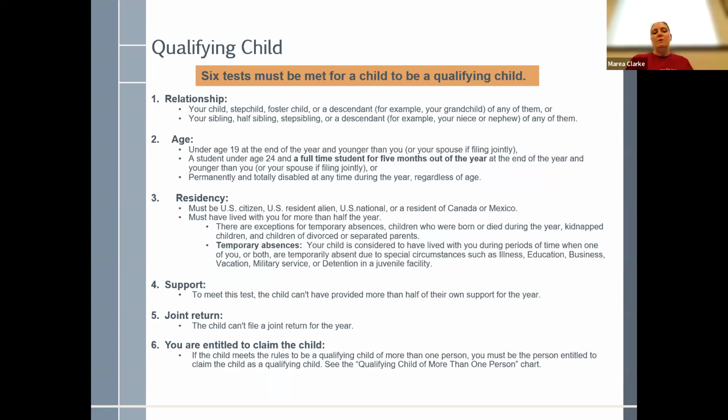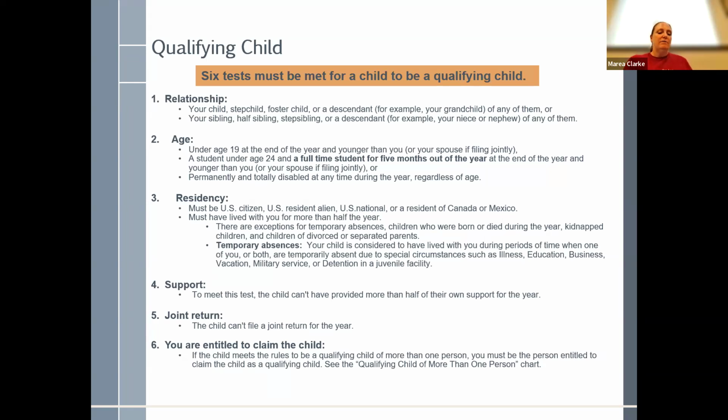For their age, they must be under age 19 at the end of the year and younger than you, or also your spouse if filing jointly. If they are a student, they must be under age 24 and a full-time student for five months out of the year, and also, again, younger than you. Or they could be permanently and totally disabled at any time of the year. And at that point, age does not matter to be a dependent.